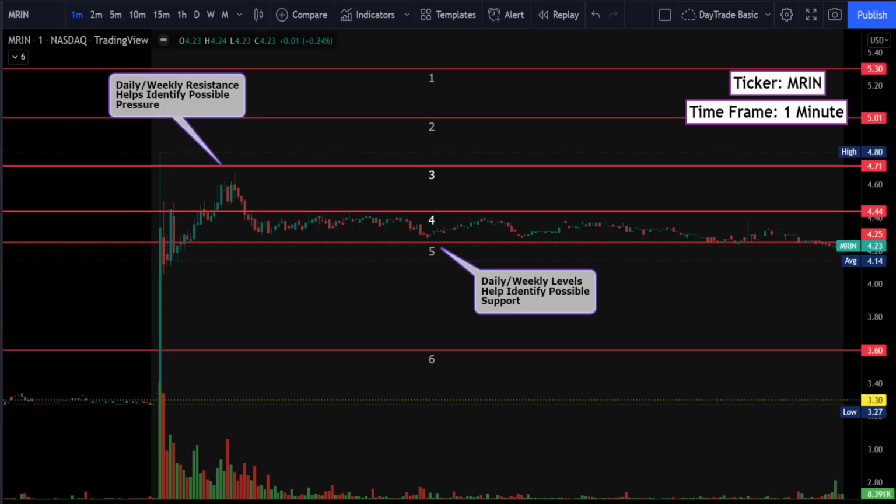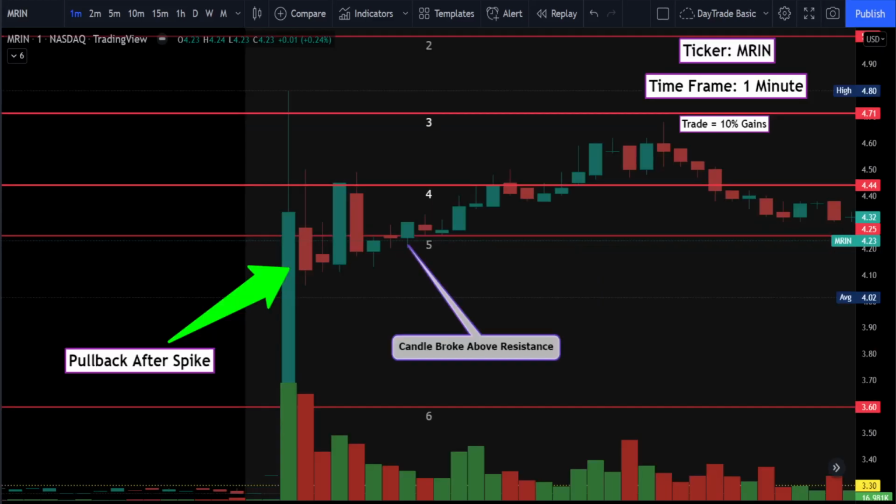When switching to a 1-minute time frame, we can see the daily and weekly resistance helps identify possible pressure. We can also see some daily and weekly levels help identify possible support areas. When we zoom in, we can see we had that pullback after the spike. We then had a candle that broke above the resistance, and then this trade went to a 10% gain.